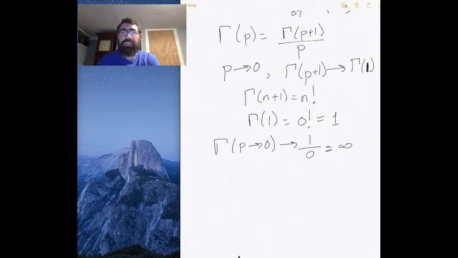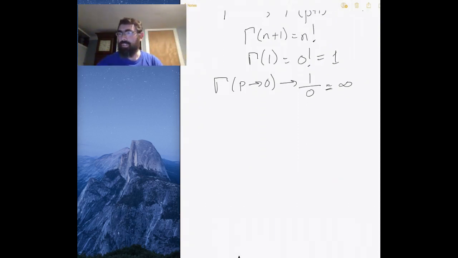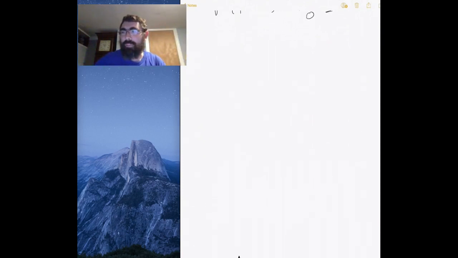Let's keep considering what else we can do with the gamma function. And so let's start with the gamma function of p when it's equal to 1/2.